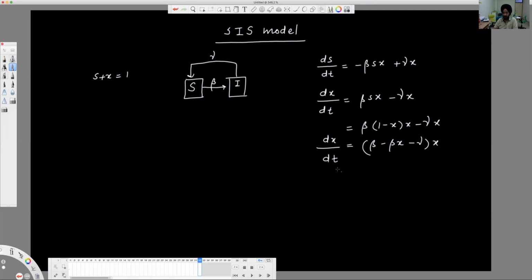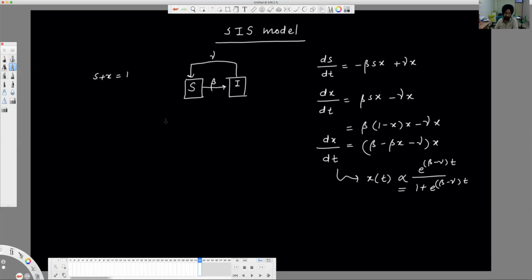SI model. So this has a solution where X(t) would be somewhat proportional to, I'm not writing the exact solution now, e raised to the power (beta minus gamma) times t by 1 plus e raised to the power (beta minus gamma) times t. There will be other constants also around. Okay, so that's why I use proportionality. This is not equality here, which will have solutions similar to what we had in SI model.